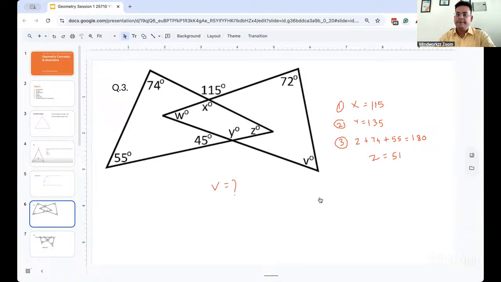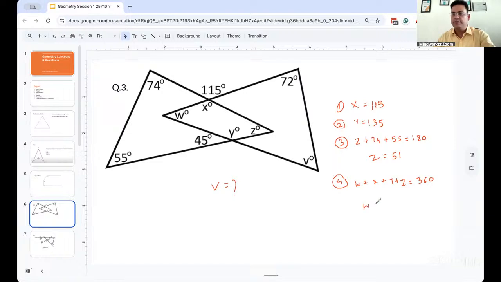So W will be, now the fourth equation which you can form here is W plus X plus Y plus Z is equal to 360, right? Angles of a quadrilateral, sum of angles of a quadrilateral is equal to 360 degree.